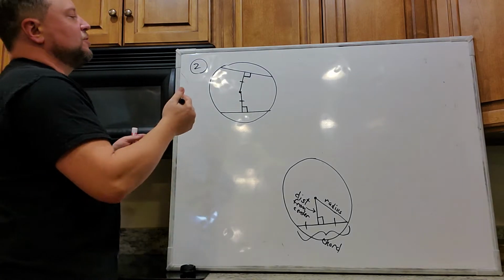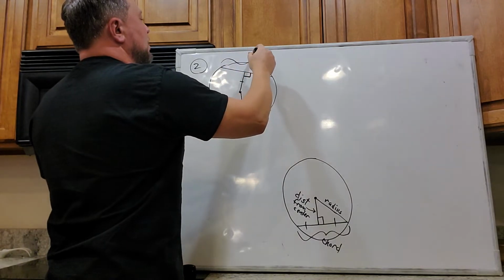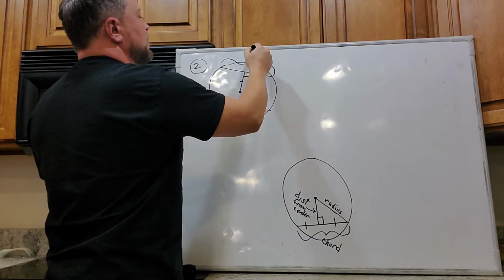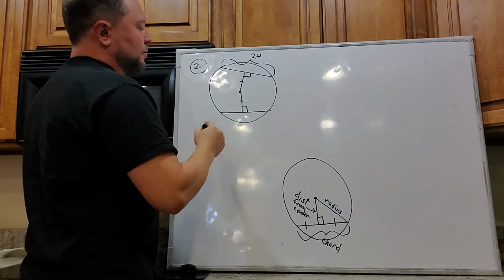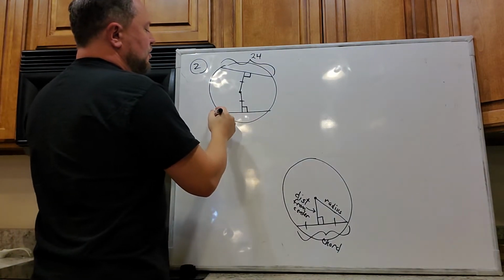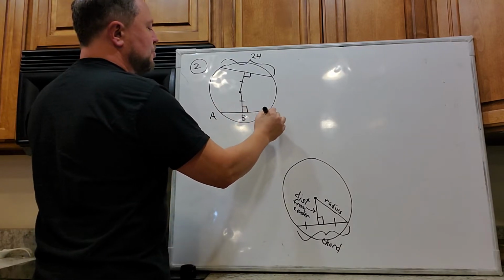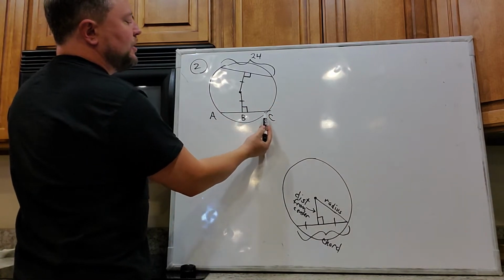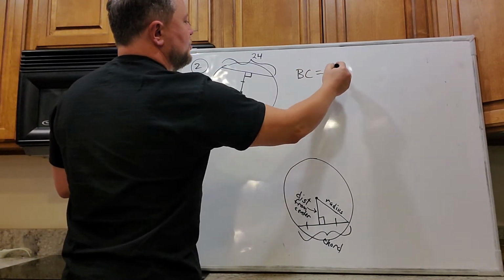Okay, so if I told you then that the entire length of this chord is 24, and if I told you then that this is point A, this is point B, and this is point C, if I wanted you to find just this BC right here, BC equals what?